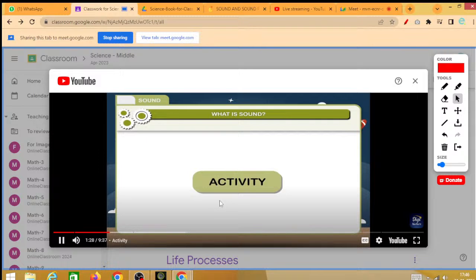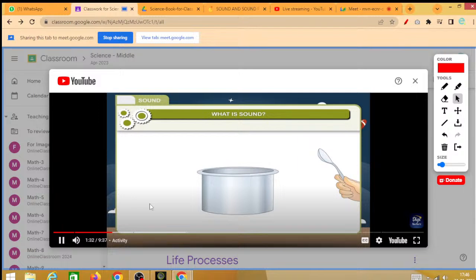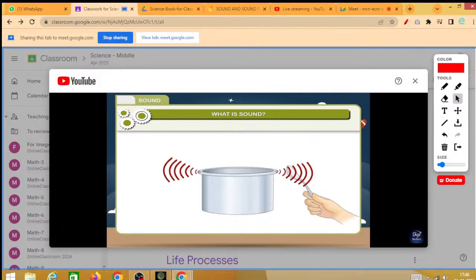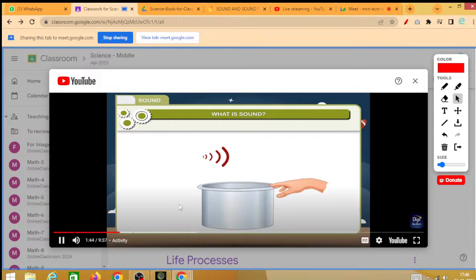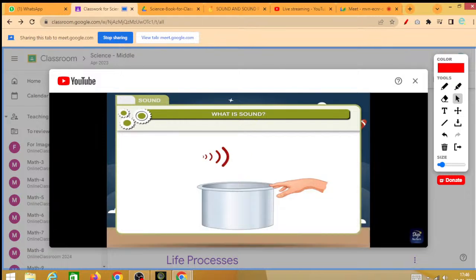Activity. Take an empty big cooking utensil. Hit it with a spoon. You can hear the vibrating sound. If you touch the utensil with your hand, the vibrations stop. These activities show that sound is produced by the vibration of the medium. If the vibrations are stopped, no sound will be produced.